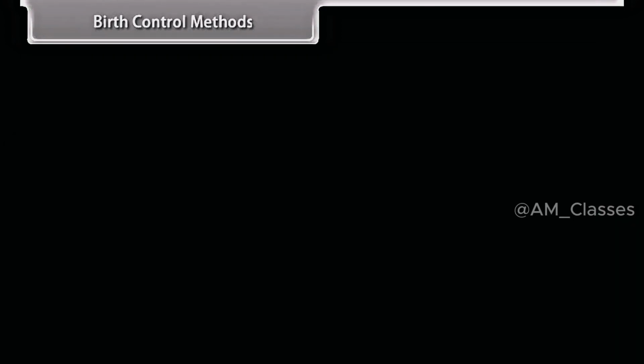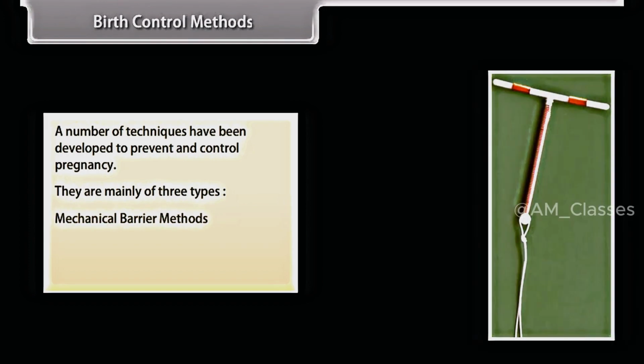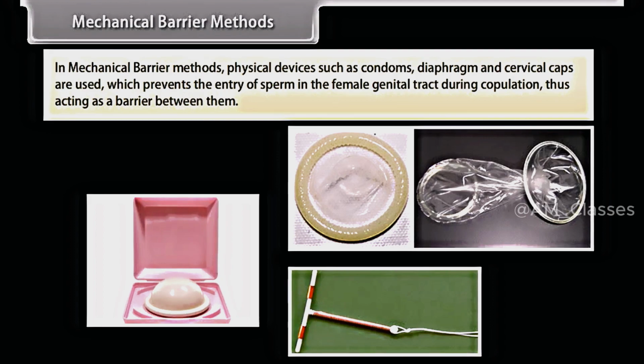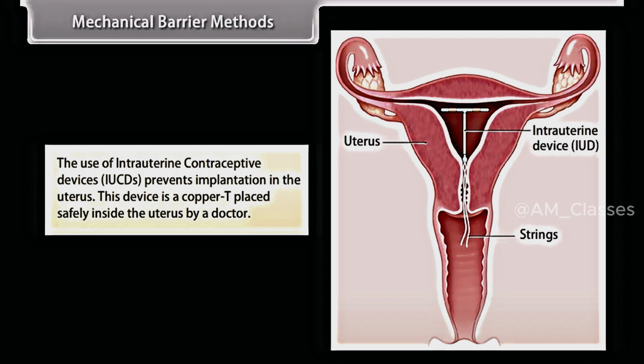Birth control methods. A number of techniques have been developed to prevent and control pregnancy. They are mainly of three types: mechanical barrier methods, chemical methods, and surgical methods. Mechanical barrier methods. In mechanical barrier methods, physical devices such as condoms, diaphragm and cervical caps are used, which prevent the entry of sperm in the female genital tract during copulation, thus acting as a barrier between them. The use of intrauterine contraceptive devices, IUCDs, prevents implantation in the uterus. This device is a copper T placed safely inside the uterus by a doctor.